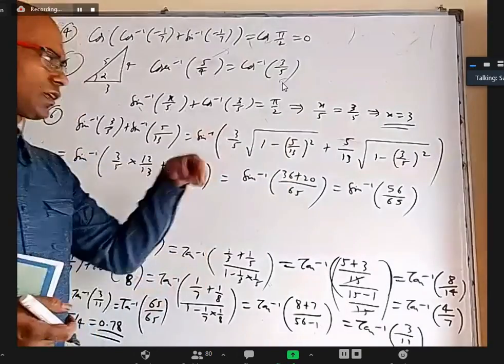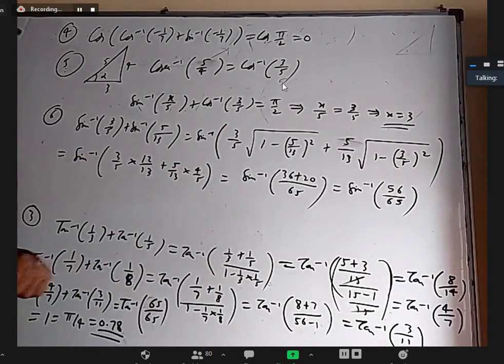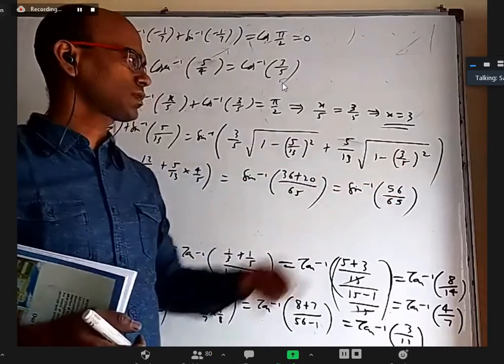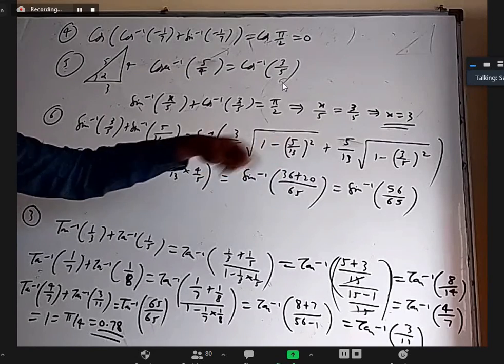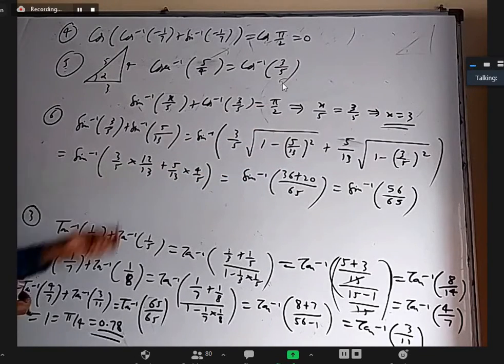What is cos? I can make out from the triangle also, it is 12 by 13. Well, here sin is 3 by 5. What is cos? Or if you simplify also, you'll get the same by Pythagorean triplet. 13 square minus 5 square is 12 square. 5 square minus 3 square is 4 square. And then simplify.